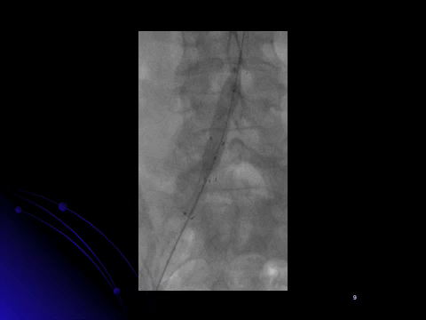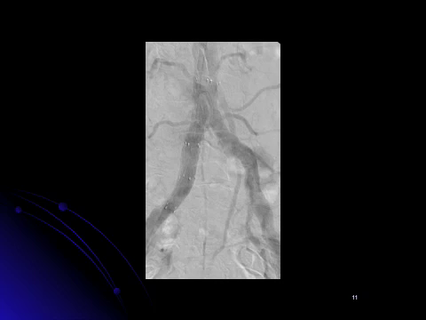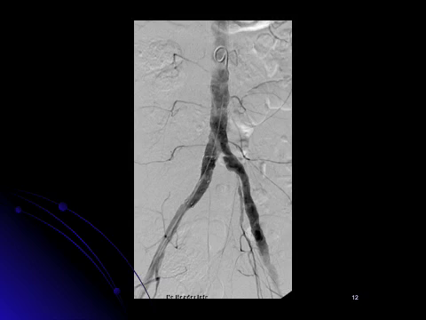At this point, we then placed a 12 millimeter Luminex, a 12 by 6, as well as a 12 by 4 millimeter Luminex, and this was angioplastied to a 12 millimeter size. There was no significant lesion at the completion of this stenting, and you can see that the stent does extend into the abdominal aorta, which was our plan. Follow-up studies revealed no abnormality noted, and the patient was doing well.